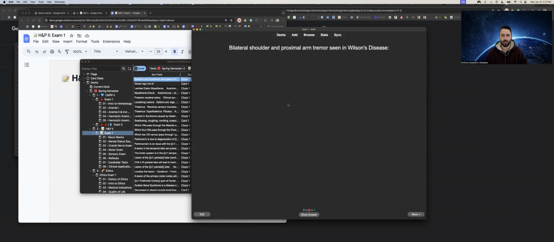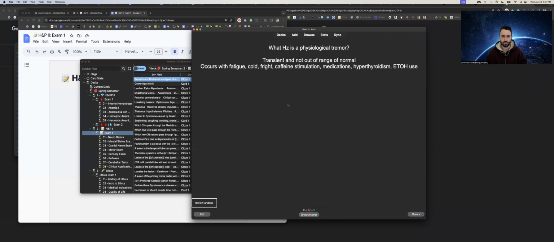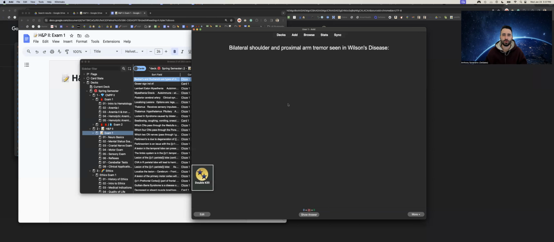Let me go back real quick. Fatigue, cold, so shivers. You shiver at 8 hertz. Bilateral shoulder and proximal arm tremor. This is wing beating. Involuntary painless spasm that can be caused by hypoparathyroidism.